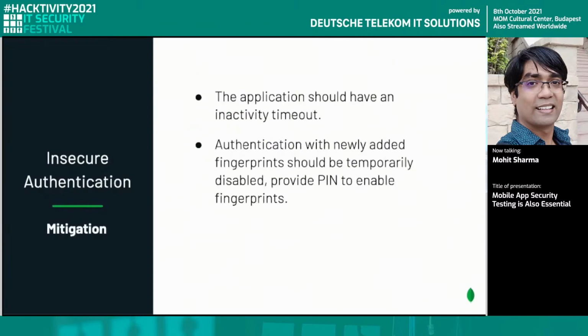To mitigate these kinds of issues, authorization should be required whenever users access sensitive information. It could be in the form of a PIN or fingerprint. We should always have an inactivity timeout so the application locks itself if it has been inactive for a while. In case a new fingerprint has been added and your application allows fingerprint authentication, temporarily disable the newly added fingerprint and ask the user to enter the PIN to enable that fingerprint. This will prevent the attacker from accessing the application.